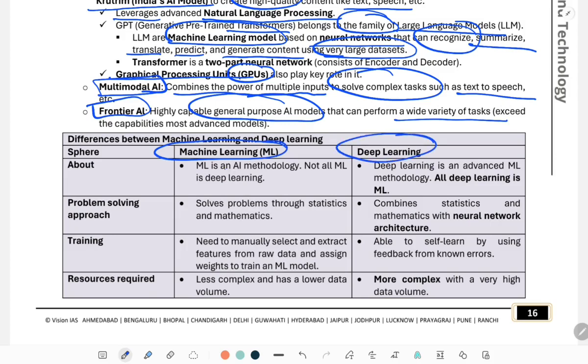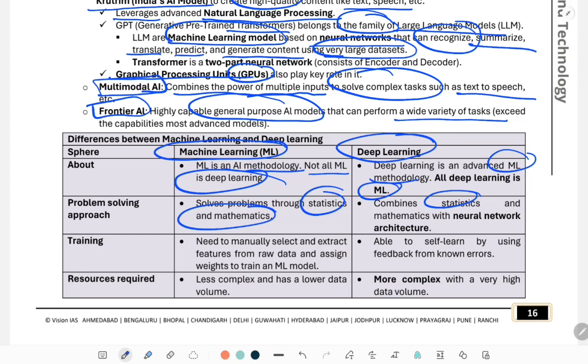We'll see the difference between machine learning, ML, and deep learning. Machine learning is an AI methodology. Not all ML is deep learning. Deep learning is an advanced ML methodology, and all deep learning is ML, that is machine learning. And the problem solving approach in this is to solve problems through statistics and mathematics. In deep learning, it combines statistics and mathematics with neural network architecture.